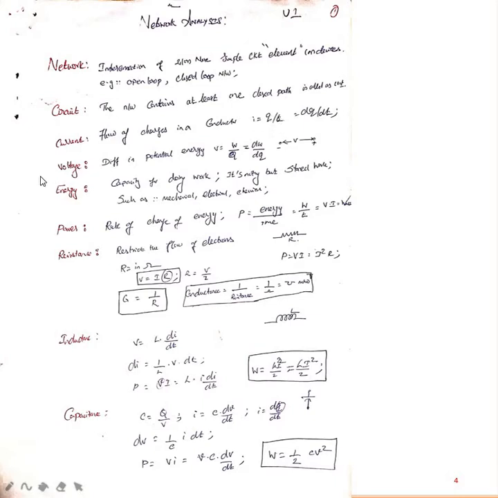The next one is voltage. Voltage means potential difference between two points. When a potential difference occurs between two points, that is called voltage. One more equation for that: you can say work done per unit charge.